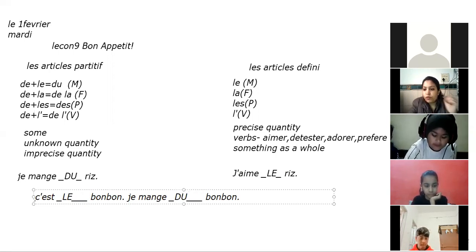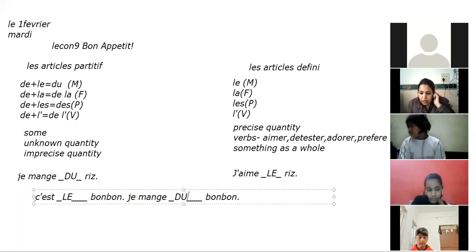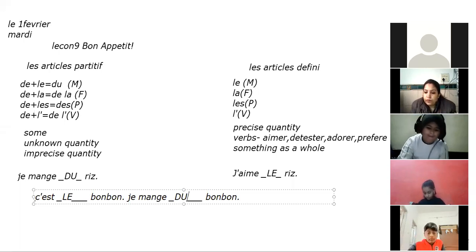If you have a packet of toffee, there are many toffees and jellies in it. If you are eating that, you are not counting the number of toffees you are eating. You are not counting the quantity of cake. You are not counting the quantity of your rice. So where the quantity is known, that is your article défini. Where the quantity is unknown, that is your article partitif. That is your imprecise quantity, and your article défini are precise quantity. I hope it is clear.